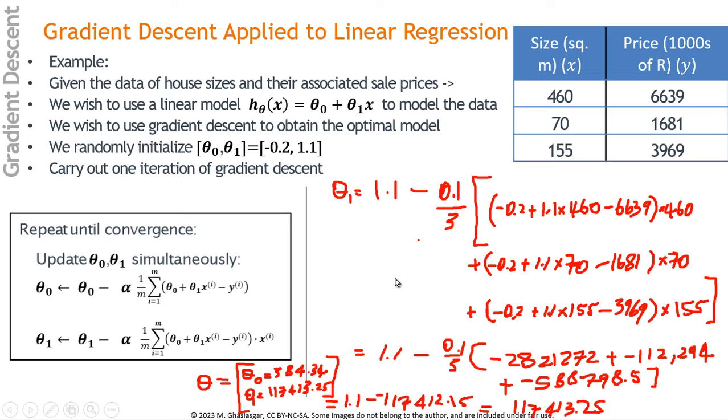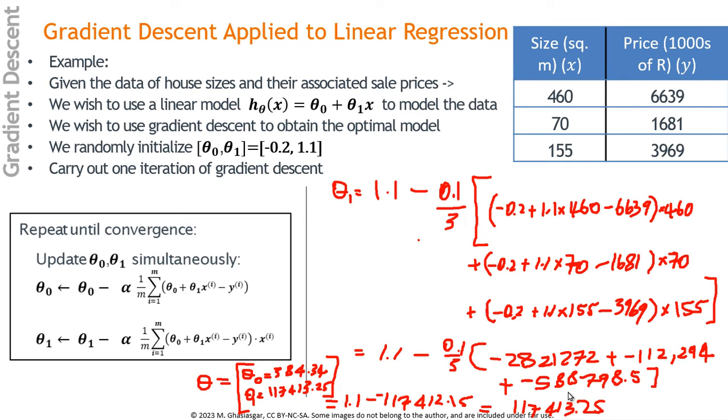Okay, so I multiplied here by x. So each term is multiplied by x. So this is multiplied by the first x, second x, third x. Work out the formula and you get this stuff, which looks quite big. In fact, this value is enormous, 117,000, when in fact the largest price in thousands is only 6,000. So what's going on here? What's gone wrong with our algorithm?